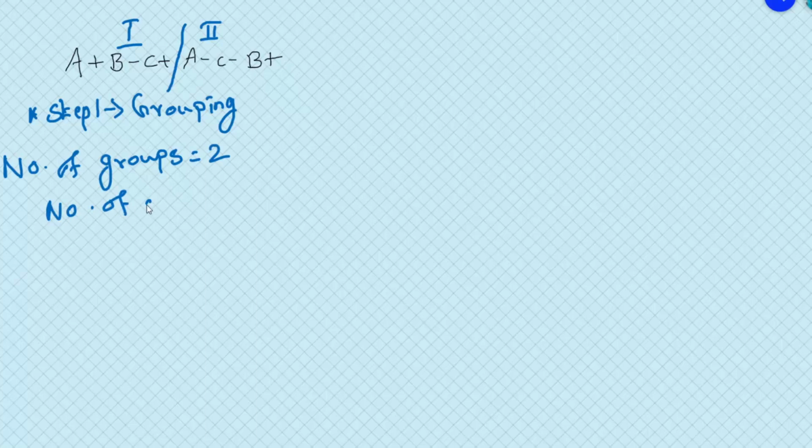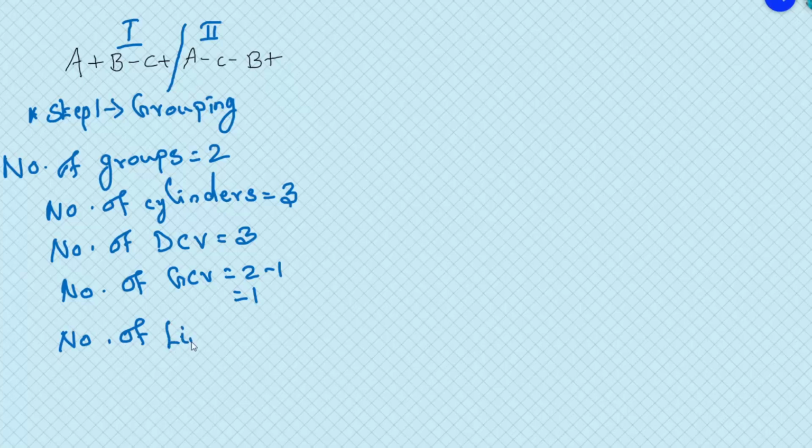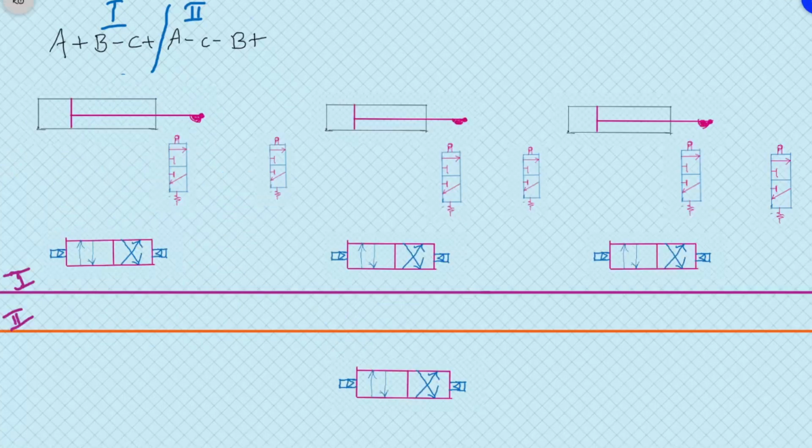So with the help of the number of groups, the other components will be found. The number of cylinders is equal to 3, as it is given in the sequence. The number of pressure lines will be 2, as it is equal to the number of groups. The number of DCVs is equal to 3, and the number of GCVs is equal to 2 minus 1, as it is the number of groups minus 1. The number of limit switches required to achieve this operation is equal to 2 into the number of cylinders. Here it is 3 cylinders, so 3 into 2 equals 6.